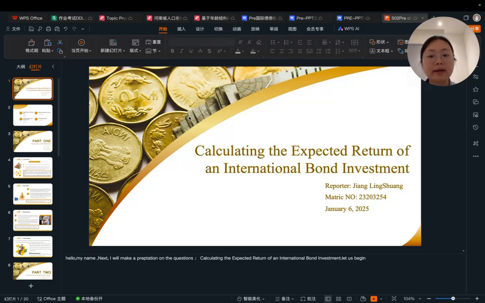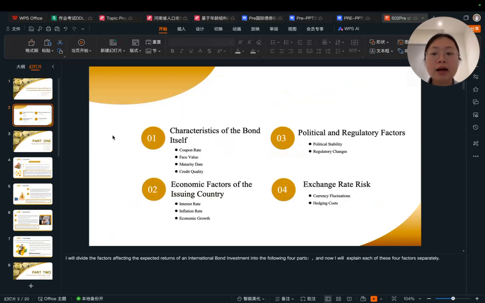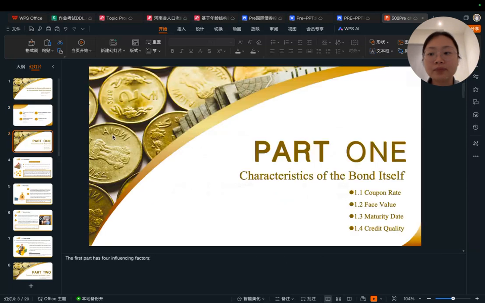Next, I will make a presentation on the question: calculating the expected return of an international bond investment. Let's begin. I will divide the factors affecting the expected returns of an international bond investment into the following four parts. And now I will explain each of these four factors separately.